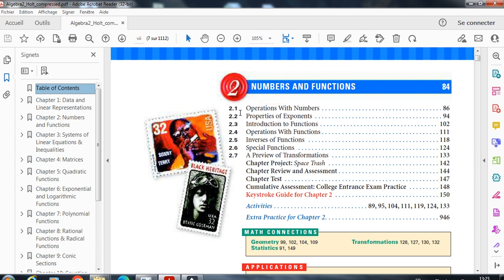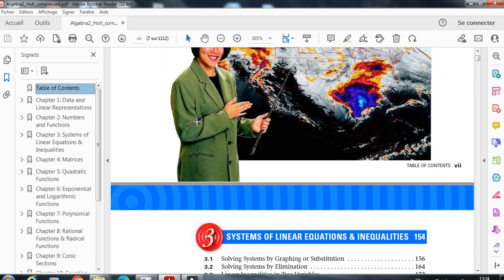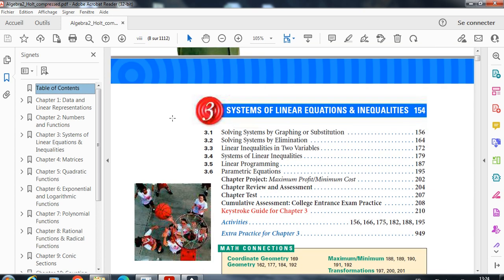We have seven principal lessons in the second chapter: operations with numbers, properties of exponents, introduction to functions, operations with functions, inverses of functions, special functions. So we have seven fundamental lessons. Okay, this is the second chapter. Now let's move to chapter number 3, the third chapter, which name is systems of linear equations and inequalities.